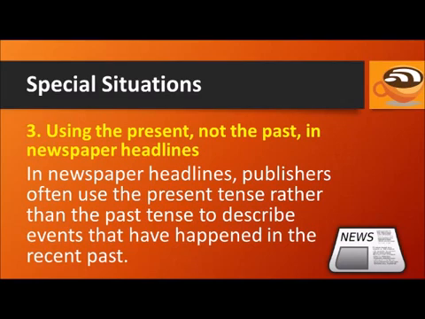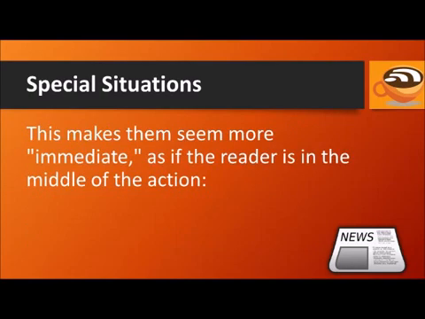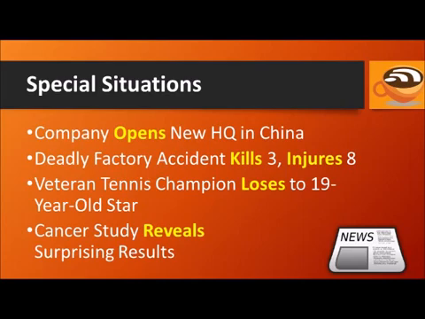In newspaper headlines, publishers often use the present tense rather than the past tense to describe events that have happened in the recent past. This makes them seem more immediate, as if the reader is in the middle of the action. These headlines, for example: Company opens new HQ in China. Deadly factory accident kills 3, injures 8. Veteran tennis champion loses to 19-year-old star. Cancer study reveals surprising results. Although all these events happened in the fairly recent past, in the headlines we describe them with the present tense.